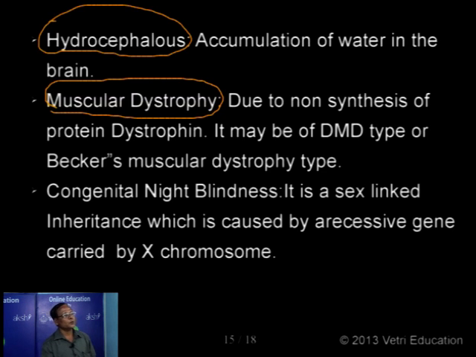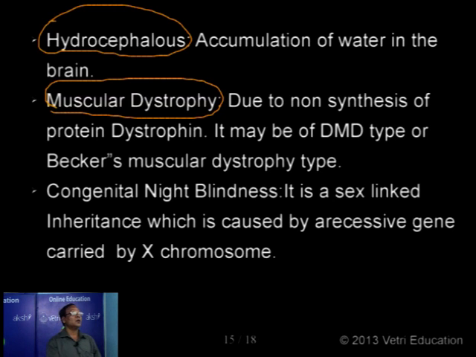What is the role of that protein? That protein is responsible for the transmission of impulses from the surface of the muscle to the sarcoplasmic reticulum in the muscle, where calcium ions are stored. For the release of calcium ions, the impulses have to be transmitted. That is performed by this protein, namely dystrophin protein. When this protein is absent, there is no conduction of the impulses, and ultimately we have the disorder muscular dystrophy.